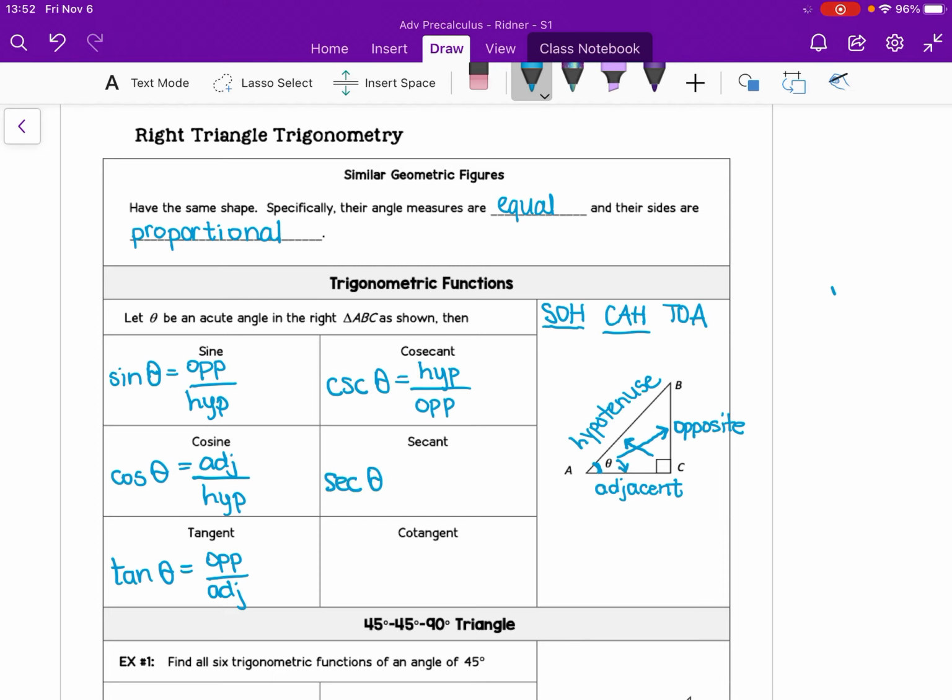Secant is abbreviated SEC. And it is hypotenuse over adjacent. So again, the reciprocal of cosine. When you're kind of doing your memory trick about what goes with what, just remember that the letters do not go together. So S cannot go with S, C cannot go with C. So S and C, C and S. And then cotangent is pretty obvious that it goes with tangent. And it is adjacent over opposite.